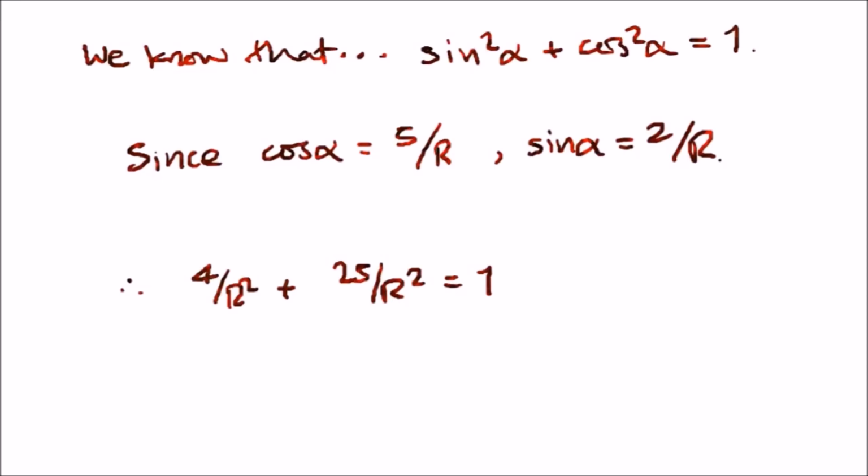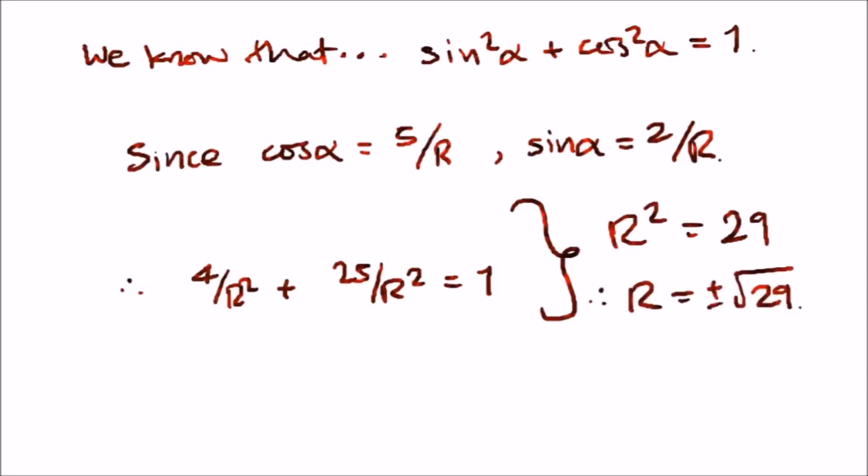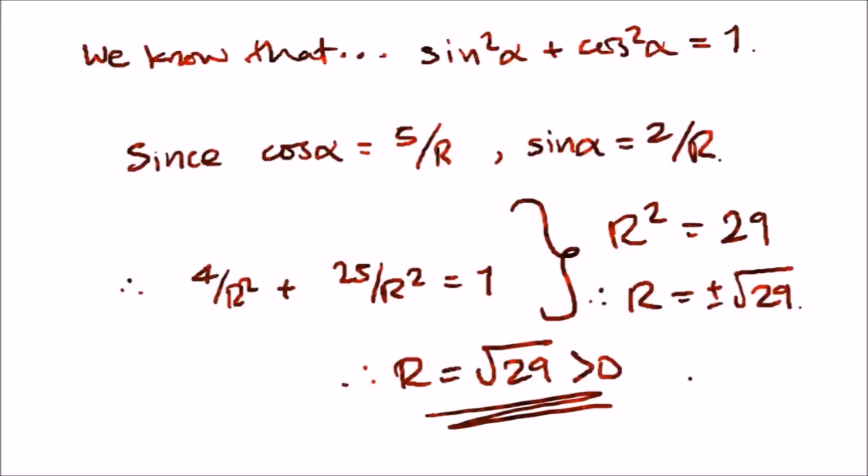Now we just add up the fractions. This gives us 29 over r squared equals 1, and therefore r squared equals 29, and hence r equals plus or minus root 29. If you remember from the question, it tells us that r has to be positive, so the only answer is r equals root 29.